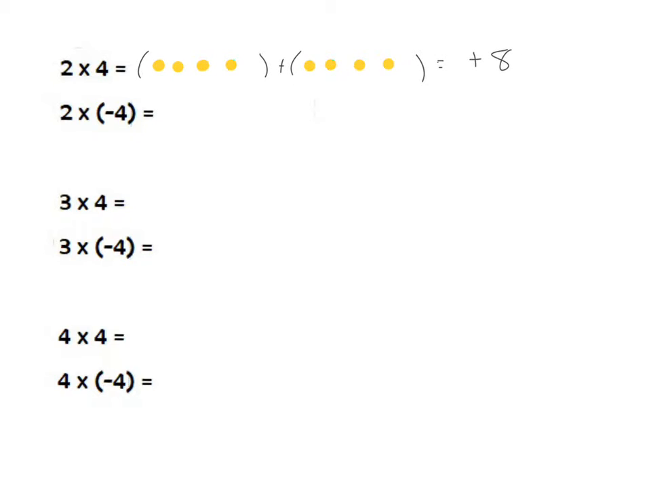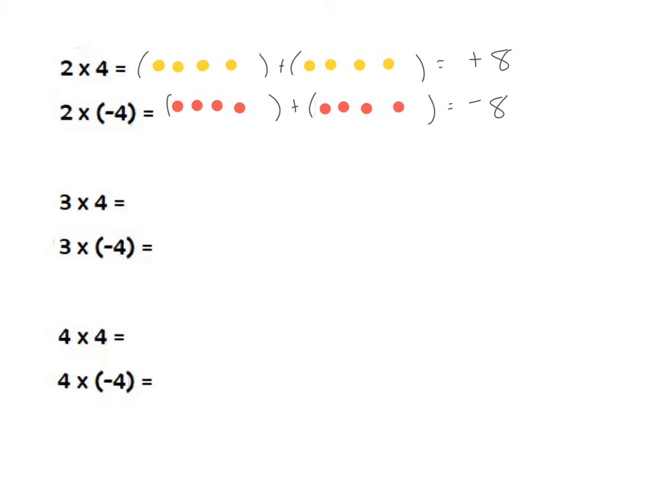Now our next problem of 2 times negative 4, that means we've got 2 groups of negative 4. And again, when we add those up, we're going to end up with a total of negative 8. Seems pretty easy. Let's go ahead and try the next set.